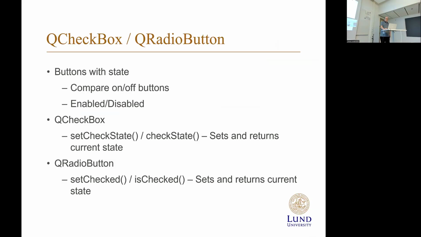So let's go through some of the controls available. Buttons we already covered. You can have on-off buttons. You can enable, disable. There's something called a checkbox, which has a state. It can either be checked or unchecked. You can use set check state to set the state, and check state to query if it's checked or not. Same thing with radio button. A radio button always occurs in a group, and only one of these buttons can be checked at the same time. Multiple checkboxes can have multiple checks regardless of the grouping.